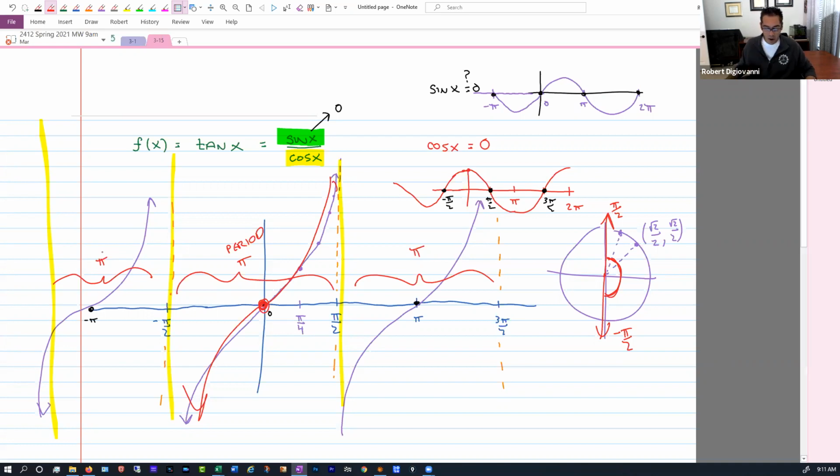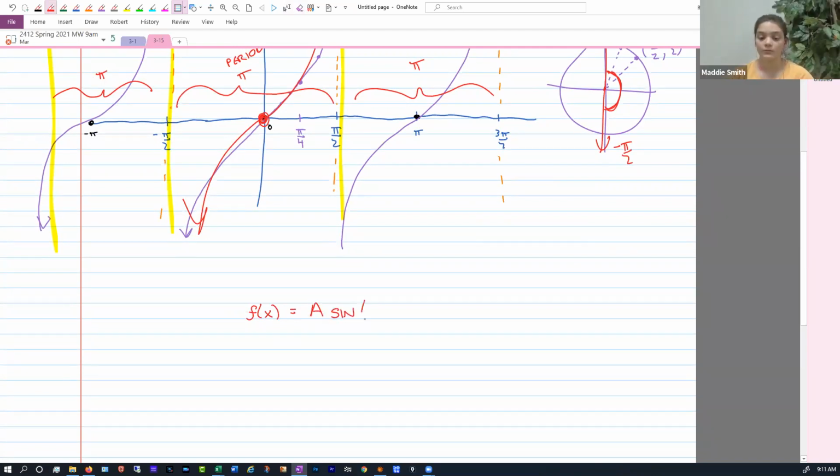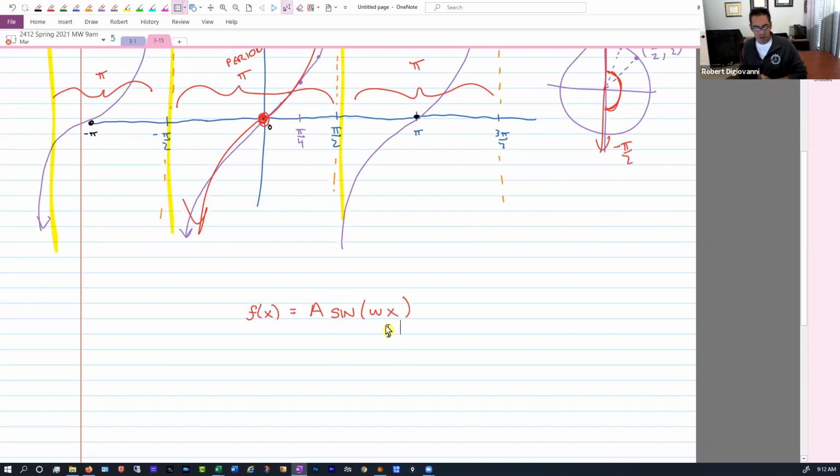Do you remember on a sine function, if you had a function f of x equals a sine omega x, right? Remember that? That's what we were doing. We put this number in front of x, and we said the period of the sine function would be equal to 2 pi over omega. That was a formula we had, right?